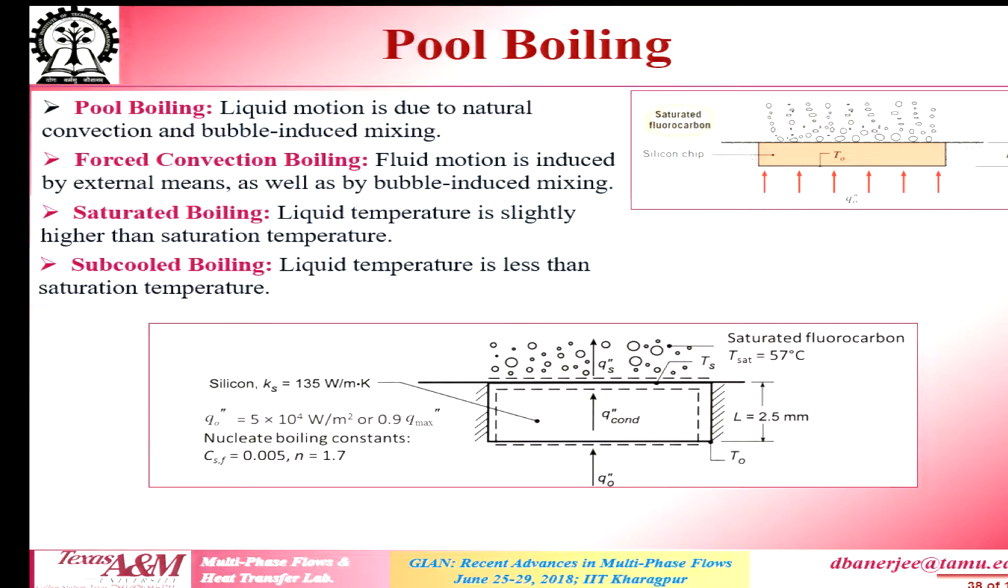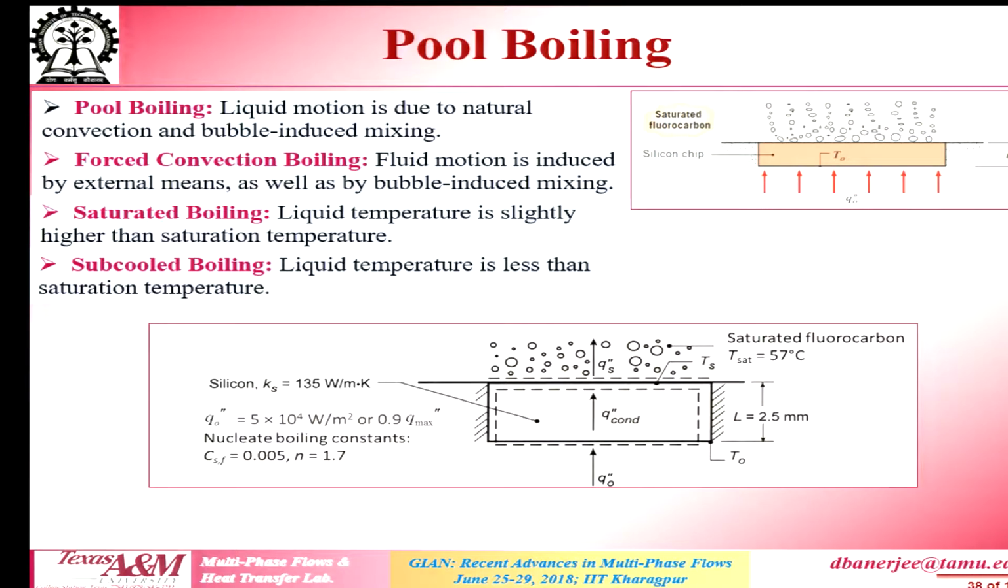Now as a thermal design engineer, you do not want to operate at the maximum heat flux point, you probably want to be a little below. Let us say about 10% below your maximum point, so you probably want to operate at 0.9 of the Q max. In a situation like this, I can have pool boiling, I can have forced convection boiling, I can have saturated boiling where the refrigerant is homogeneously at 57 degrees Celsius, or I can have subcooled boiling where the refrigerant is at a temperature lower than the boiling point.